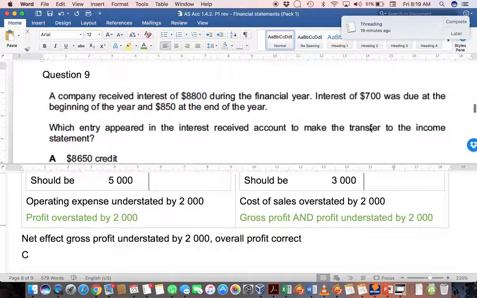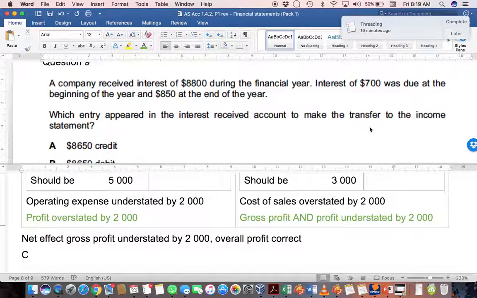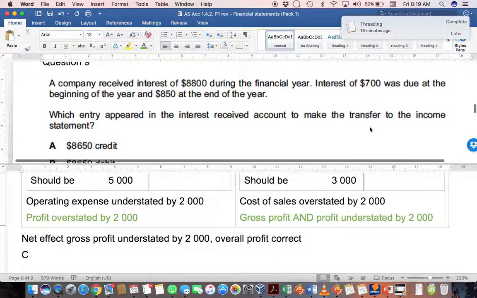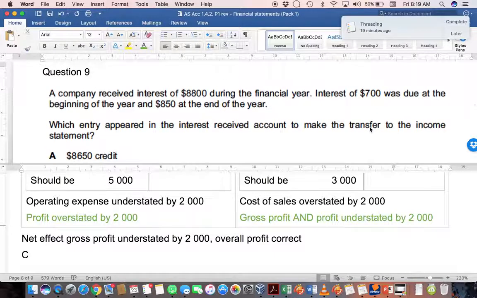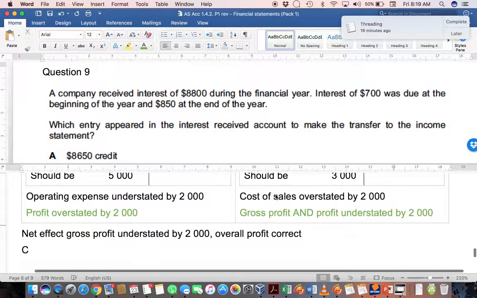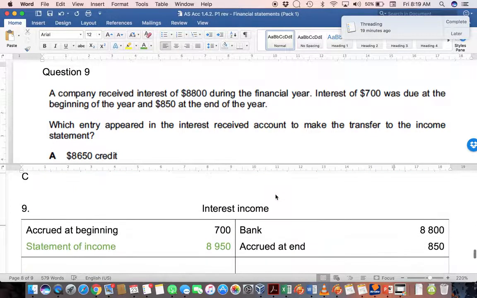Then, question 9. A company received interest of $8,800 during the financial year. Interest of $700 was due at the beginning of the year and $850 due at the end of the year. Which entry appeared in the interest received account to make the transfer to the income statement? In other words, what was the actual interest received income for this period?